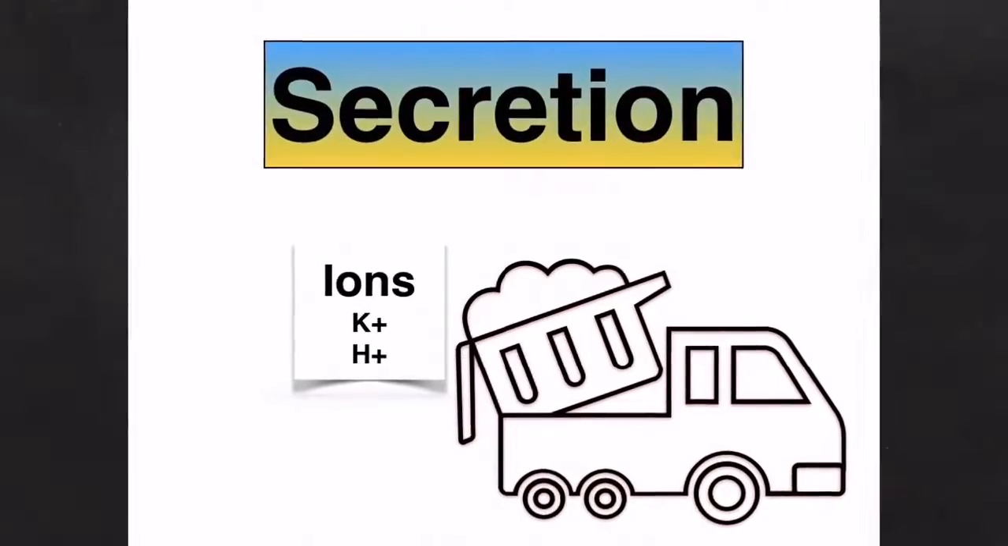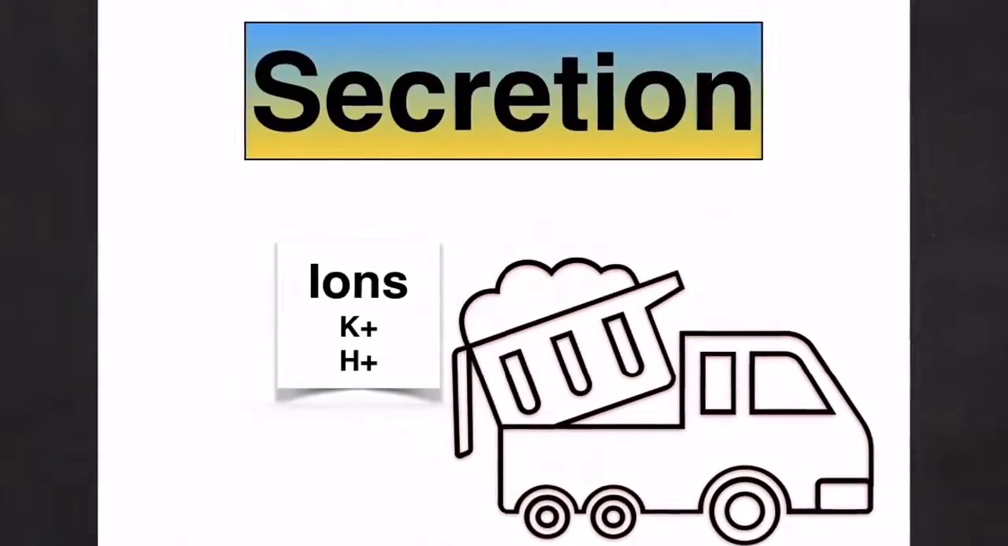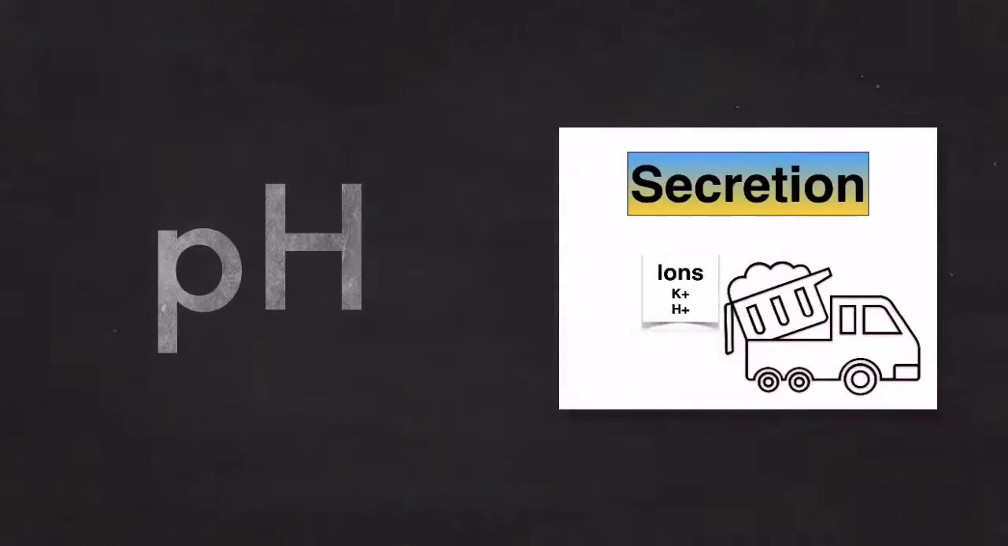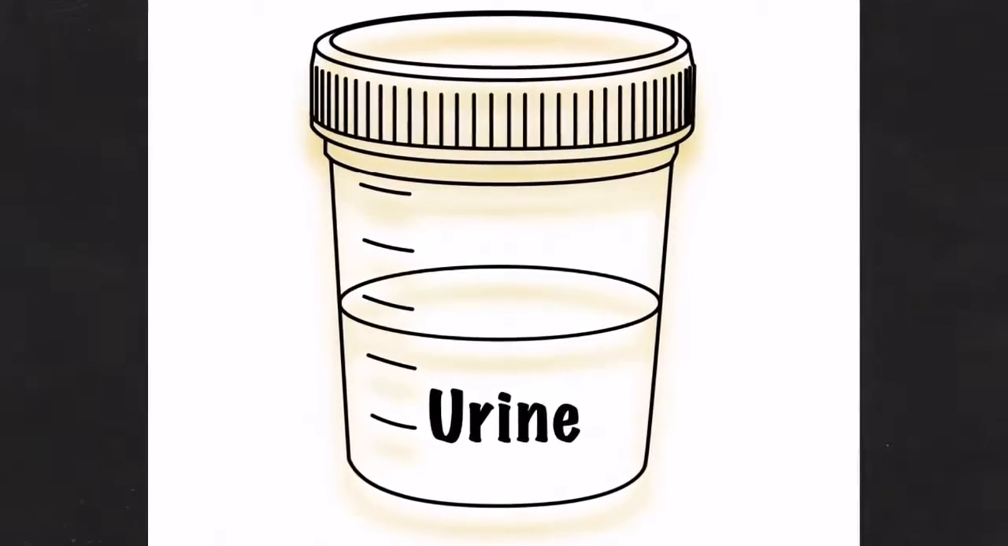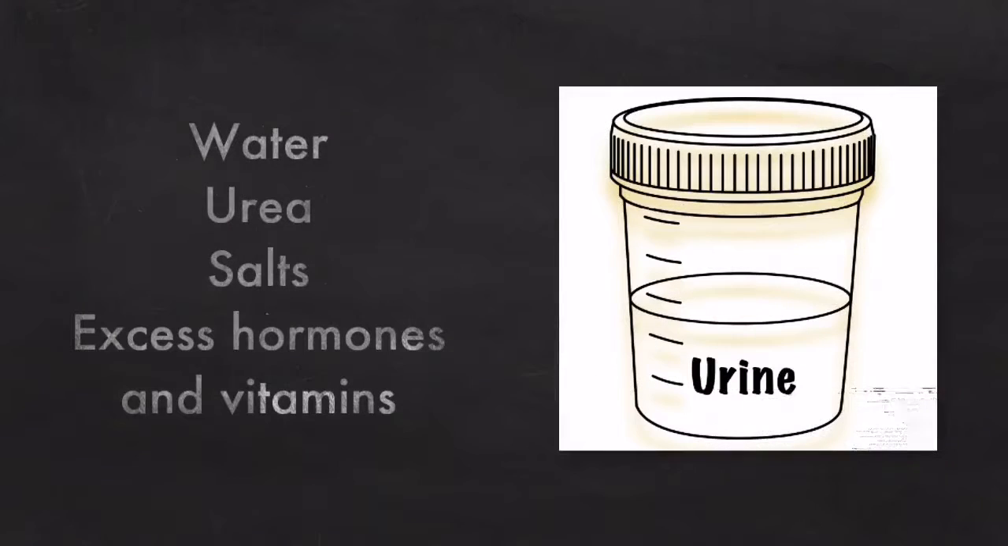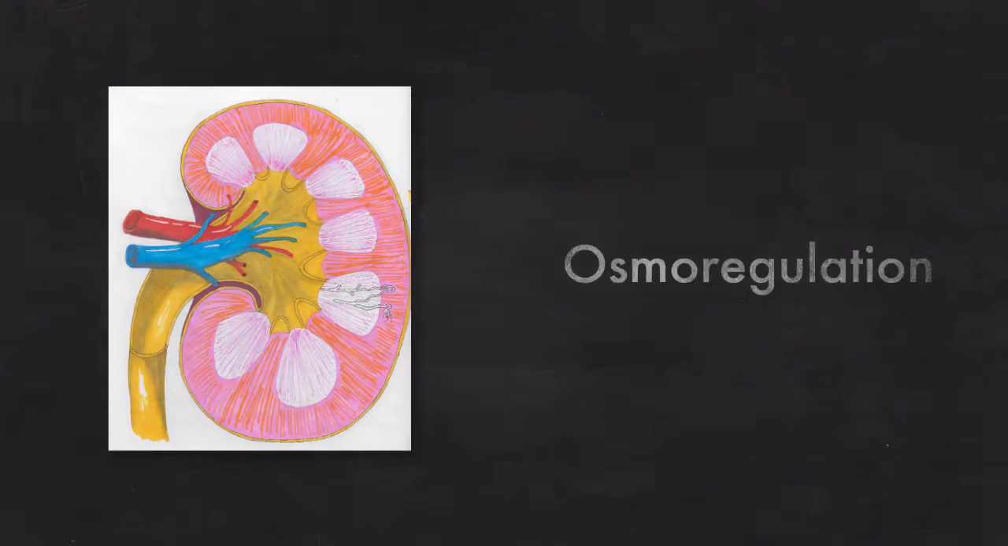The last part of urine formation is secretion, where ions, particularly potassium and hydrogen ions, are dumped into the distal convoluted tubule. Secretion is connected with controlling the pH of the blood. So after filtration, reabsorption and secretion, you end up with urine, which leaves the collecting duct. Urine is mostly water, but it does contain urea and quantities of salt, and sometimes it can contain excess hormones and vitamins. So urine will leave the kidneys via the ureters and go to the bladder where it's stored before being expelled.